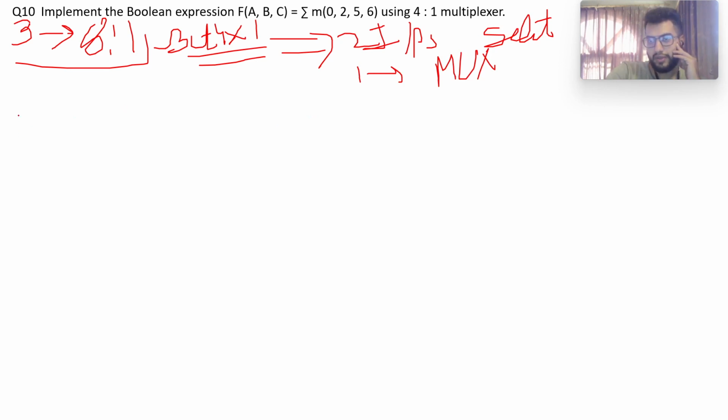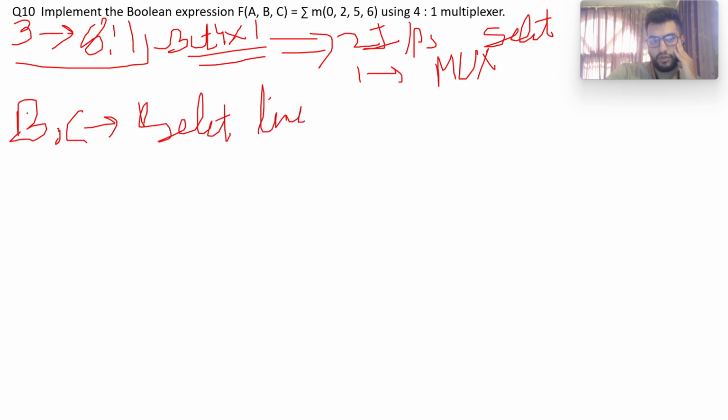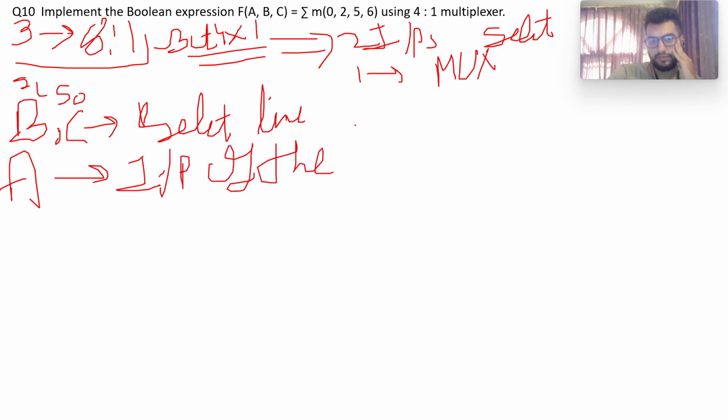So I have f of ABC where A is my MSB and B and C are my LSB. So what I will do, I'll put B comma C, that are the LSB and the bit adjacent to the LSB, as the select lines, that is S1 and S0. So B will be S1 and C will be S0. And my input A will be applied to the input pins of the mux.